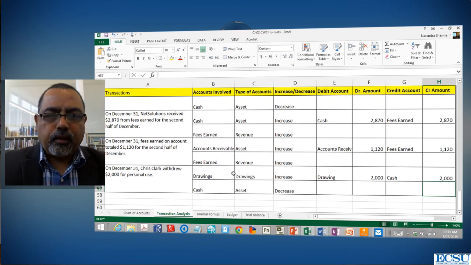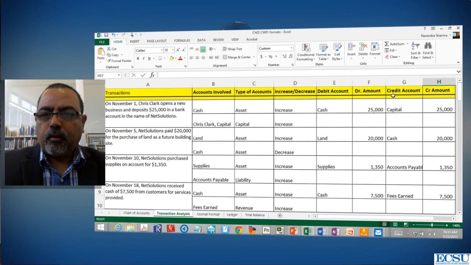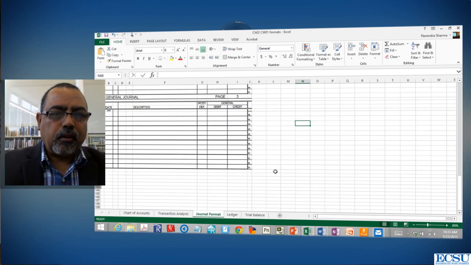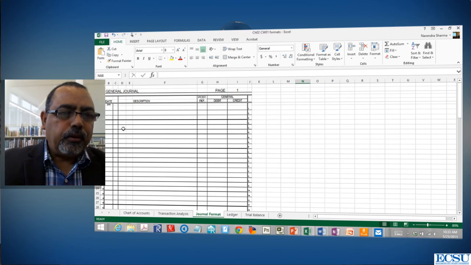So that is how you will handle all those transactions. All right, now we are going to use this worksheet and do a journal entry in a proper format. The first journal that we did was cash account debit, capital credit. When you do it in the journal format, it has a particular format.